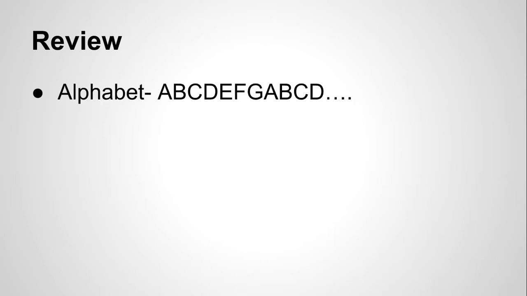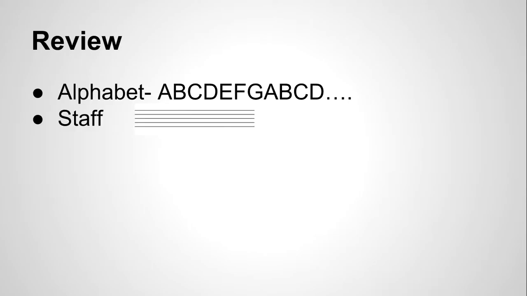So let's review. And if any of these concepts are foreign to you, please go back and watch the musical staff and alphabet video. The musical alphabet is the same as the regular one, except it just goes to G: A, B, C, D, E, F, G, A, B, C, D, E, F, G, and it repeats over and over again.